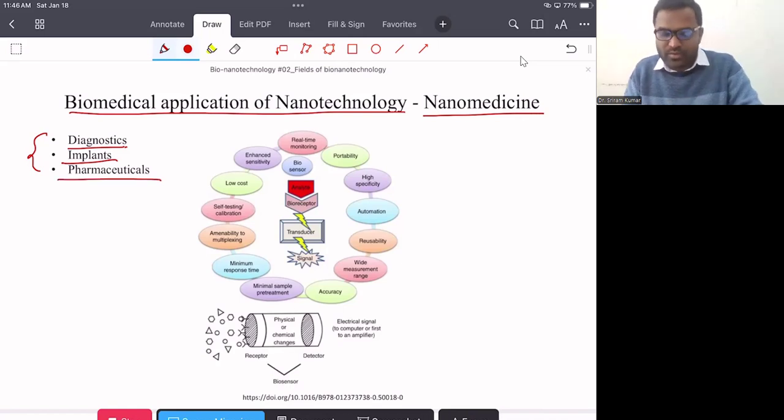In pharmaceuticals, you can develop this medicine for this treatment. So these are the areas of research in nanomedicine. Now let's understand the first one, which is diagnostics.